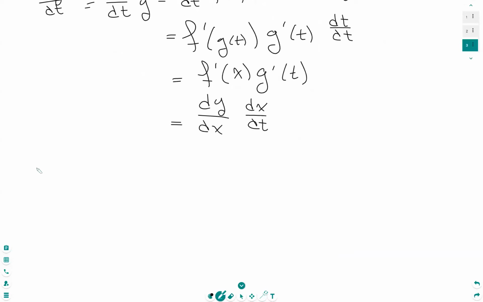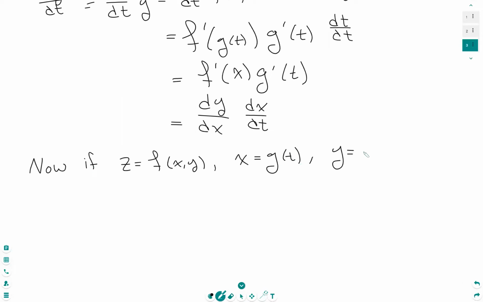So now, if we have that z is equal to a function of x and y, where x is equal to a function of t, y is equal to a function of t, what is dz/dt?